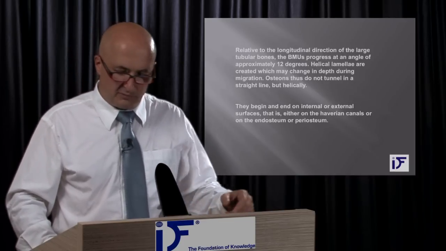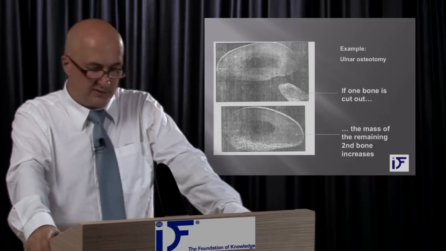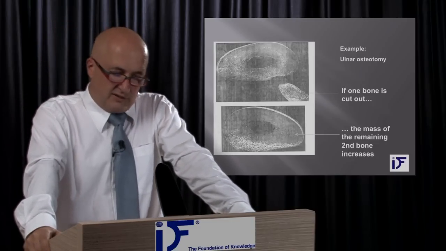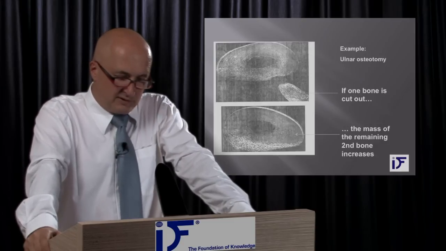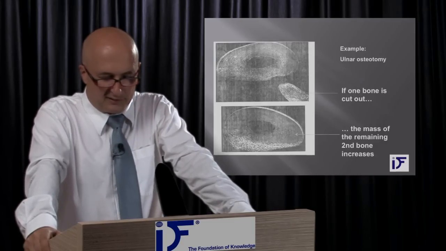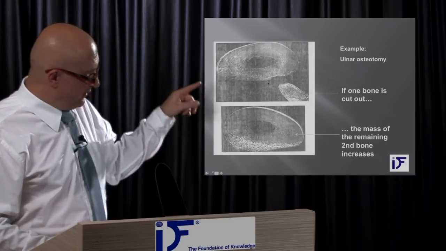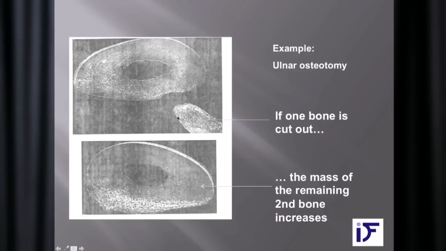Out of traumatology and out of the experiments which were done in the 70s and the 80s of the last century, we have a very nice experiment. It's called the ulnar osteotomy experiment. From those two bones, which you see on the top of the picture, this bone is being cut out, and then as a result you can see that the bone mass of the remaining bone increases.